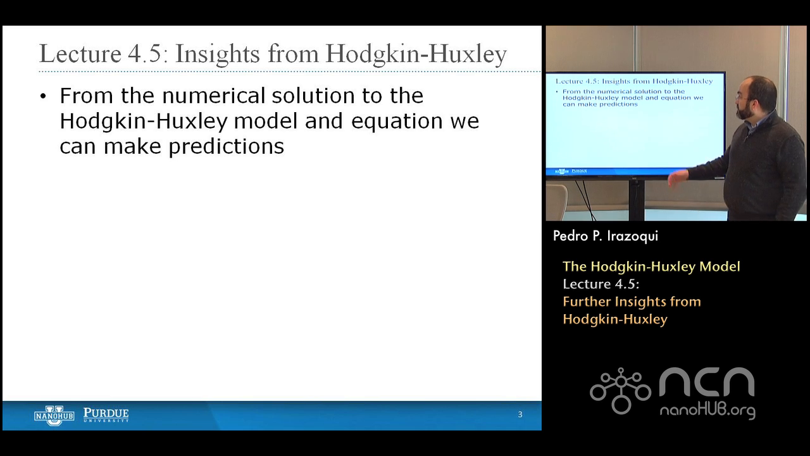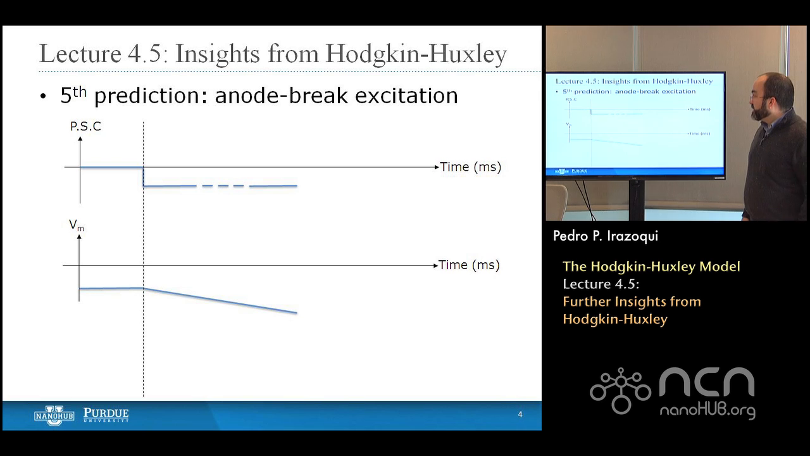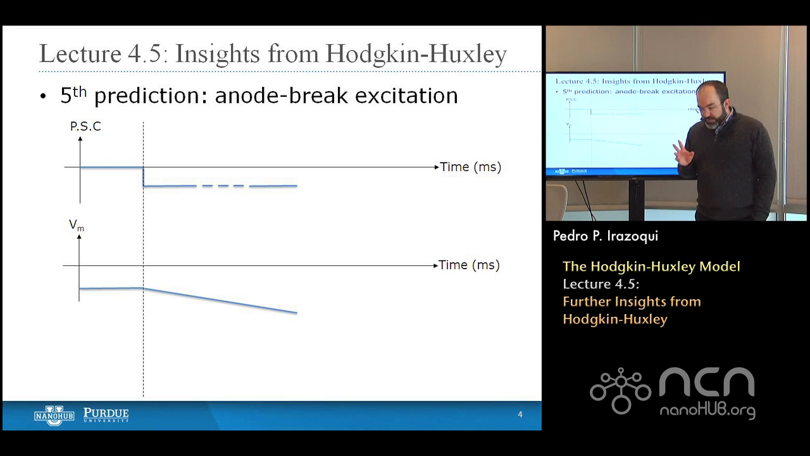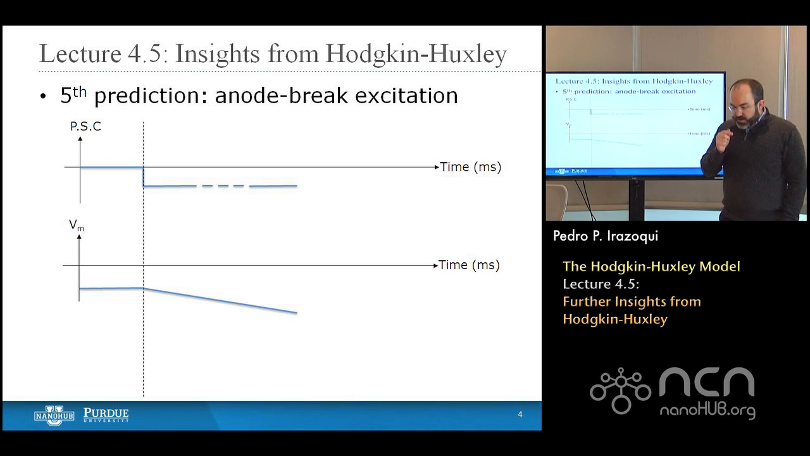So from the numerical solution to the Hodgkin-Huxley model and equation, we can make predictions. We made 4 in the last lecture. We'll make 4 more predictions in this lecture. The 5th prediction is anode-break excitation. So if you recall, we left off with this idea that neurons are tuned to respond preferentially to change, rather than responding to a constant stimulus.